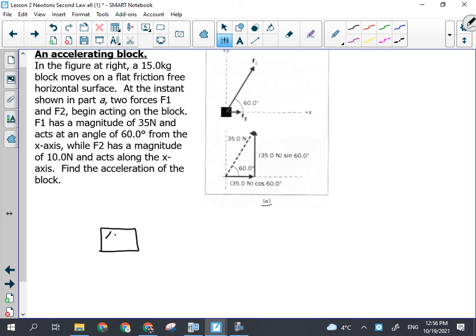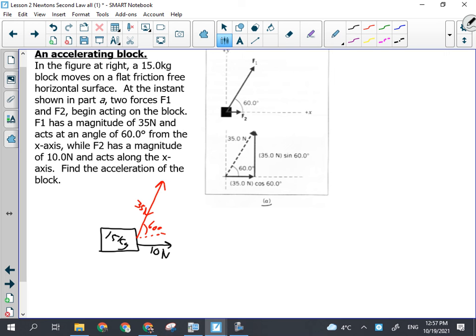We have a 15 kilogram block. That 15 kilogram block is being pushed by two forces. Force 1 is 35 newtons and acts at an angle 60 degrees from the x-axis. And the second force is 10 newtons and it's along the x-axis. There's my two forces. There's no friction here, so we don't have to worry about that.